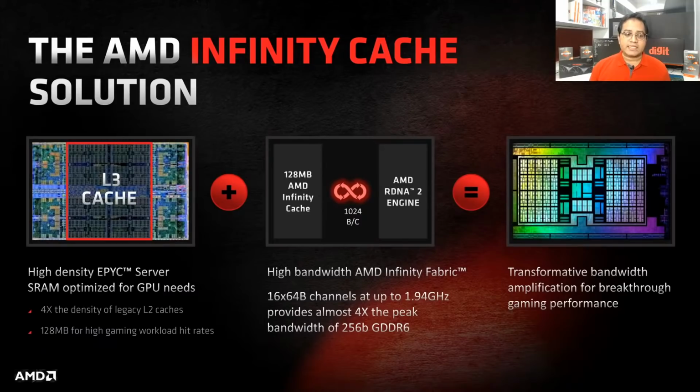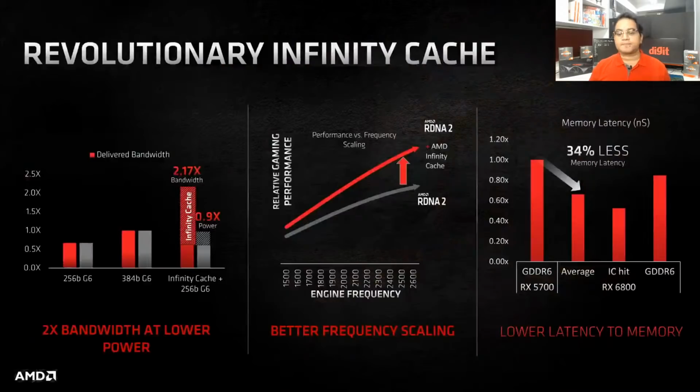Now, Infinity Cache is basically a 128 megabyte L3 cache that is on die, and it's very much linked to the Infinity Fabric technology that's present in multiple AMD products such as Ryzen processors, and even on the server side you have the EPYC processors. The Infinity Cache works with the Infinity Fabric to allow for much more bandwidth. This is one of the key requirements to push performance, especially in high resolution gaming.